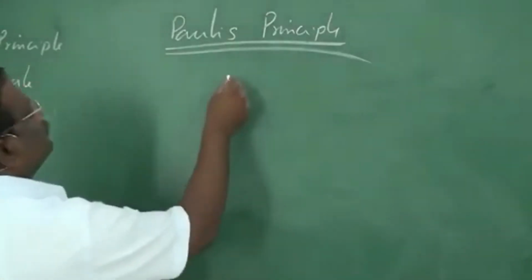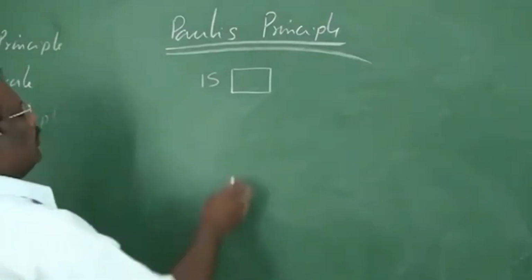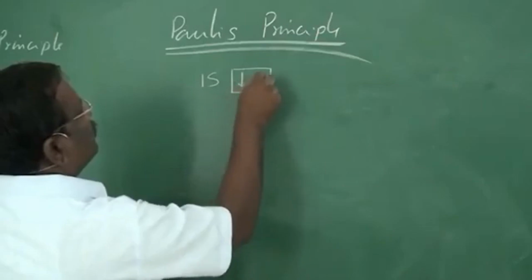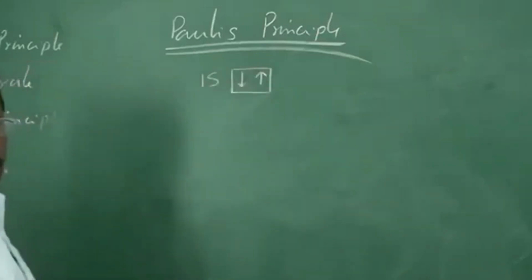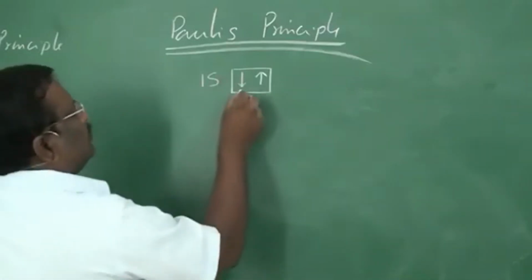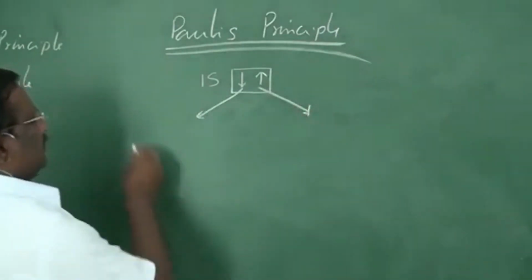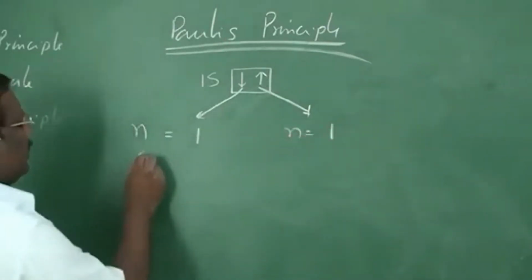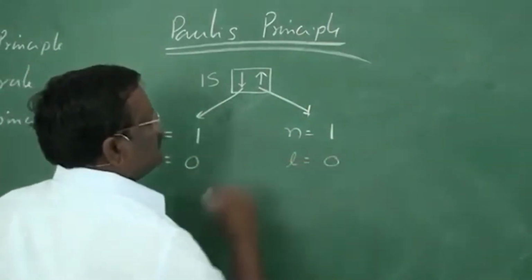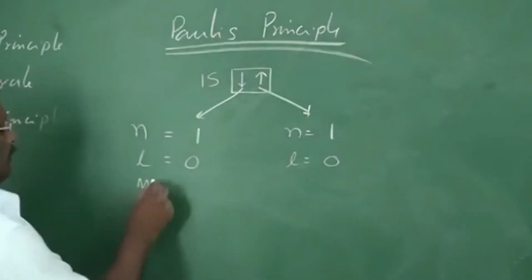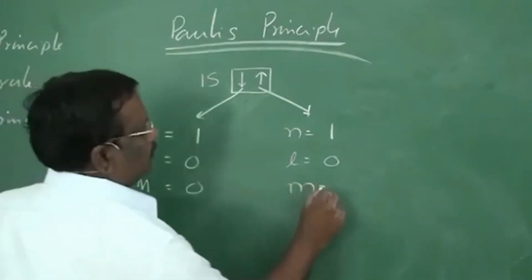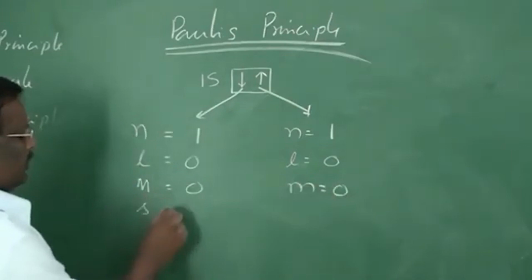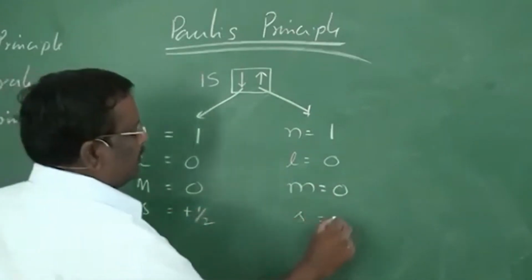We have this 1s orbital. In the 1s orbital, 2 electrons can possibly be filled. Now let us write all the possible values for these 2 electrons. For both electrons, n is equal to 1. l is equal to 0 for both. The m value is 0 for both. For spin, s is equal to plus half for one electron, and automatically for the other it is minus half.